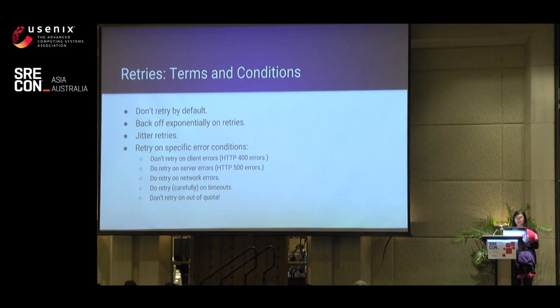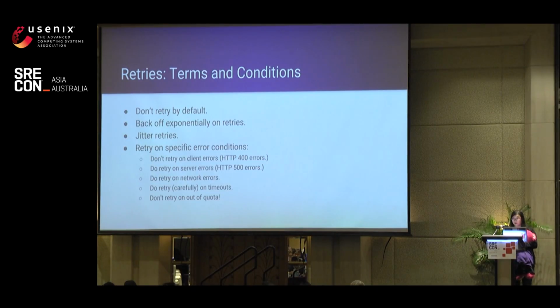So here are the retries terms and conditions. One of them is, if we can, don't retry by default. And if we do retry, please back off on the retries and select the retry behavior that you want based on the error codes that we receive. Don't retry on client errors. For example, if you send a bad request to the server, retrying that bad request would just have the server keep telling you, this is bad, I can't serve this, this request is bad, and it just keeps repeating itself. It's not gonna resolve itself.